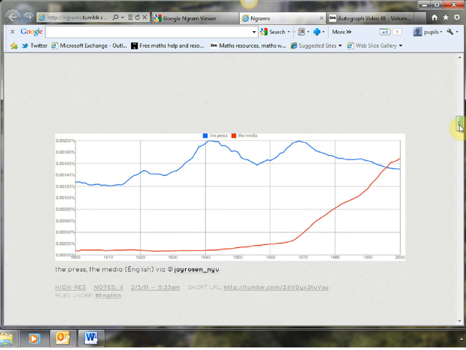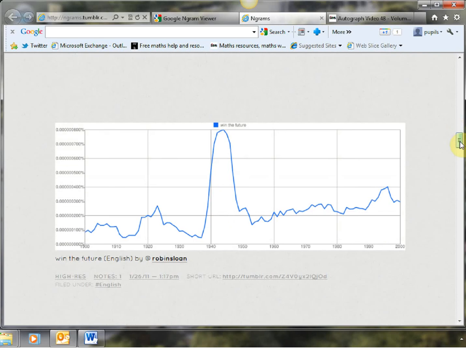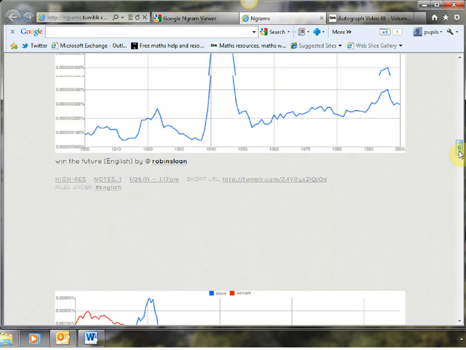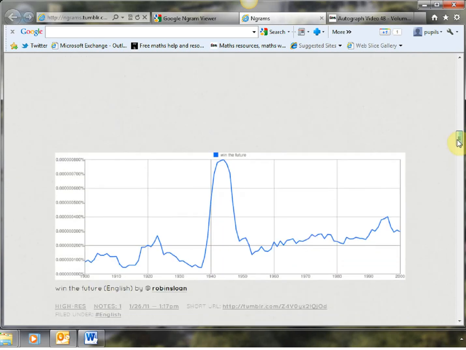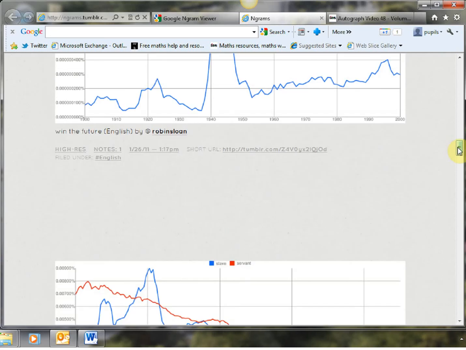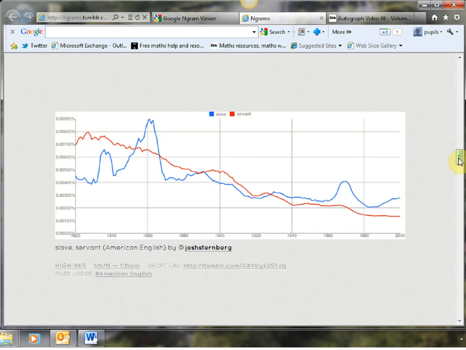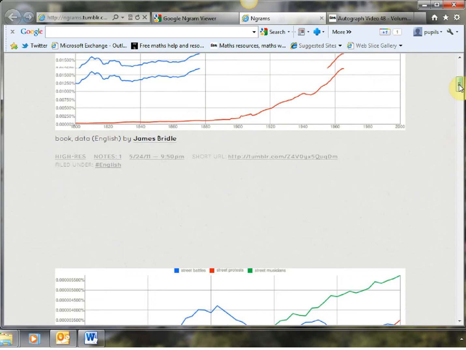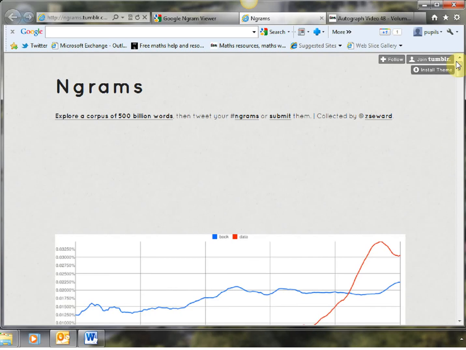The press versus the media, there's a good one. And you can do different phrases like "win the future," and that was very popular in the early 40s, and then dwindled from there. Slave versus servant, and so on. So it's a really nice website to have a play around with. As I say, it's good for a quick 5-minute use at the end of a lesson. Might also be a good idea to give students as a little homework for them to come out with the most interesting comparison that they can find and write a little report on it.